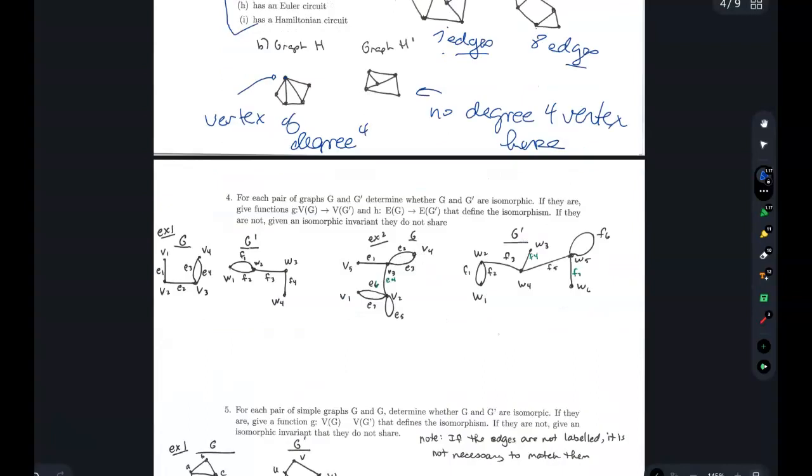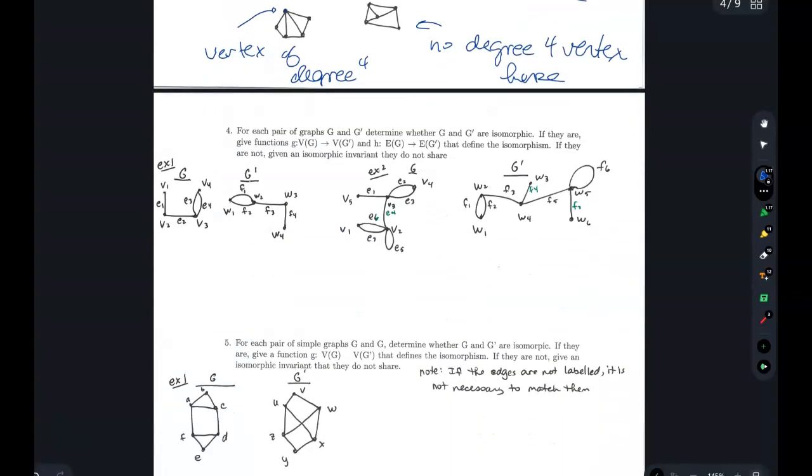All right, so let's see. Are these two graphs isomorphic, or is there an invariant? Same with this one. If we start off by just counting the vertices, it looks like there are 4 vertices on both and 4 edges on both. It's not always that the vertices and edges are labeled, but this one they are: V1, V2, V3, V4, and then W1, W2, W3, W4.